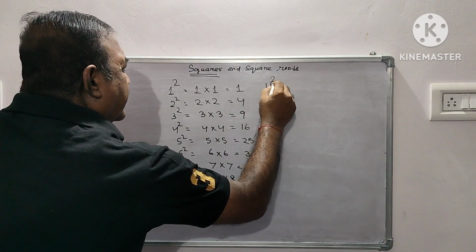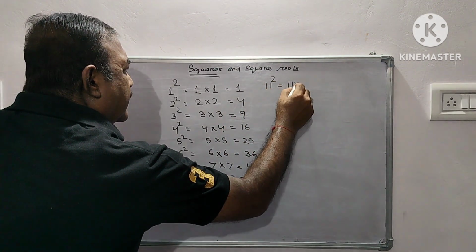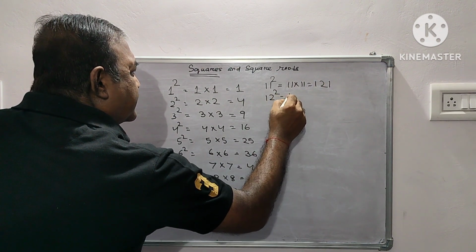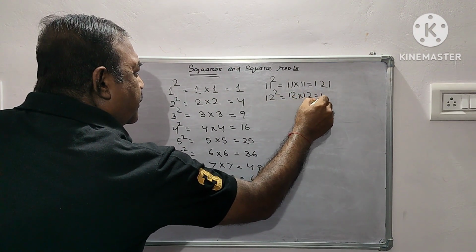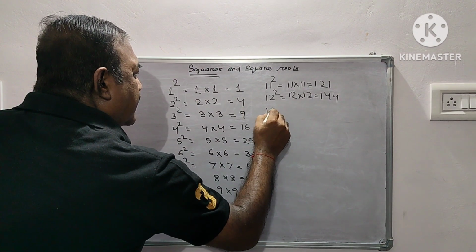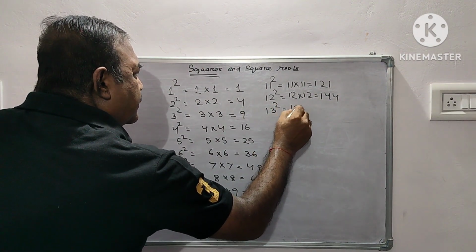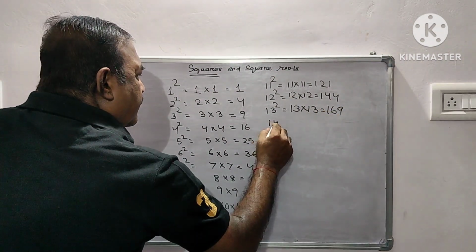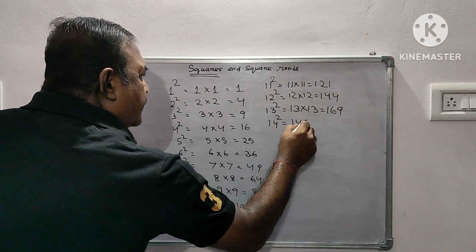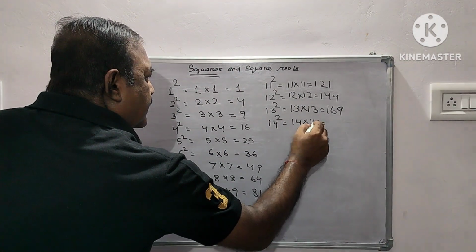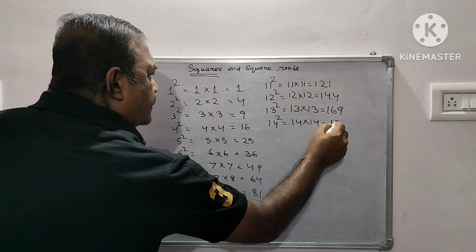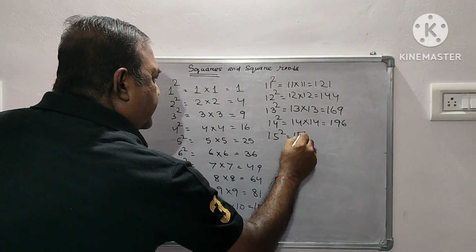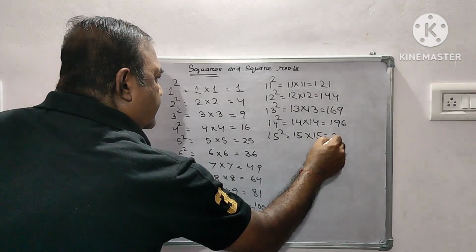And you see, 11 square, that is 11 into 11, is 121. 12 square is equal to 12 into 12, that is 144. Like this, 13 square is equal to 13 into 13, that is 169. 14 square is equal to 14 into 14, that is 196. 15 square is 15 into 15, 225.